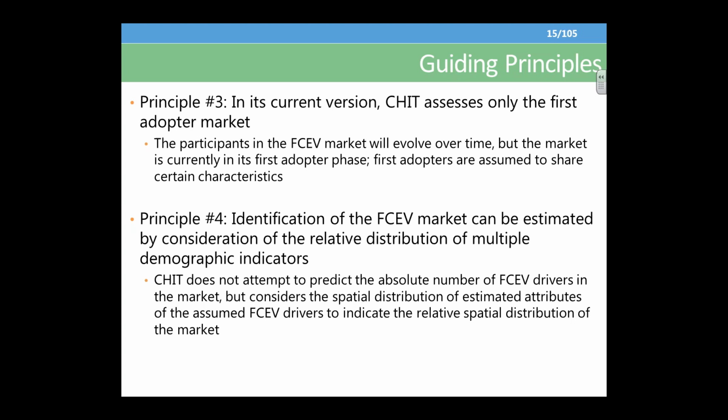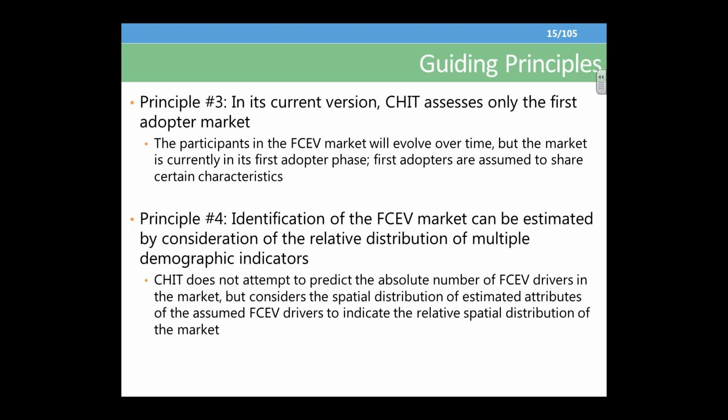In its current version, CHIT only assesses the first adopter market. Participants in this first adopter fuel cell market will evolve over time, but right now we're in the first adopter phase, and those first adopters are assumed to share certain characteristics. Principle number 4 is that identification of that market can be estimated by considering relative distribution of multiple demographic indicators.